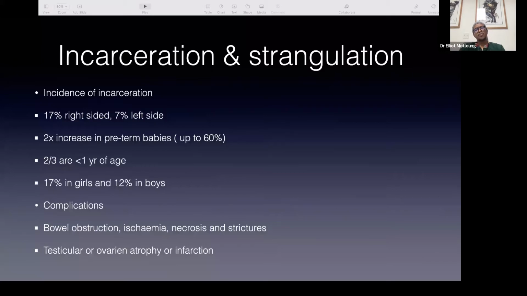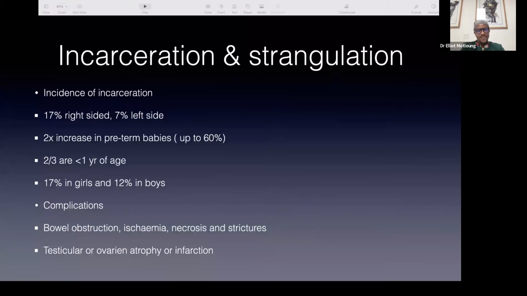So we need to look for complications. It is not about the hernia, it's about other complications, which are intestinal obstruction, bowel ischemia, necrosis, and strictures in the future. We need to look for those. It can also cause things like testicular or ovarian atrophy and infarction, which we need to be aware of. So do I need to reduce or refer? This is the critical question.